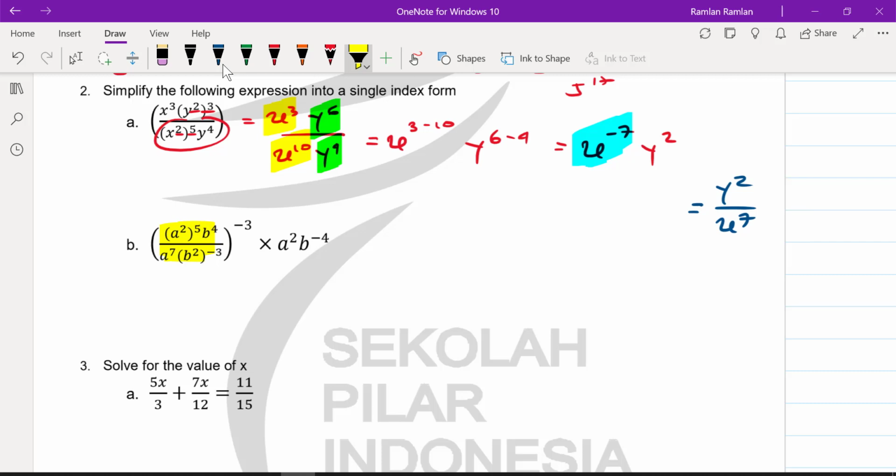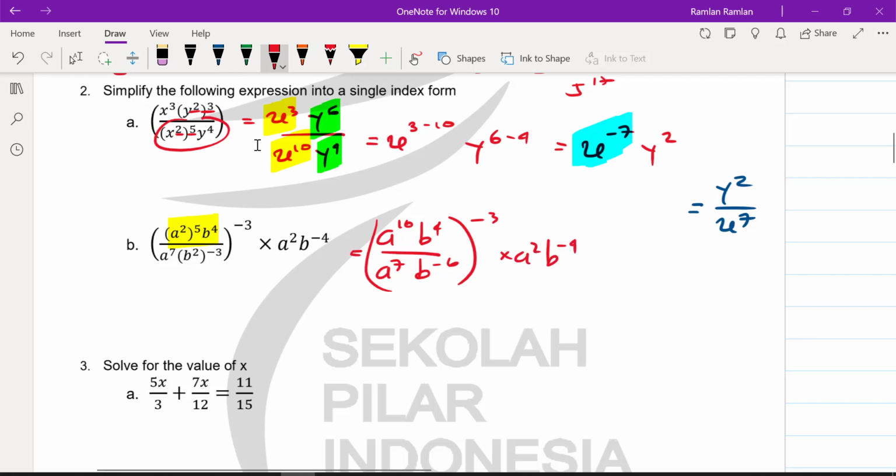We're going to do the one inside the bracket first. The other things we can do later. Now we have this one over here, so we can do the same thing like we did for question 2a, and that will be equal to a to the power of 10, b to the power of 4, because this is 2 times 5, which is 10. And then the one on the denominator will be a to the power of 7. Sorry, the equal sign should be over here. And then for b, this one here is 2 times negative 3, which is negative 6, so that'll be b to the power of negative 6. And then you put a bracket, and then negative 3, and then times a squared b to the power of negative 4. Okay, so this is the first step.